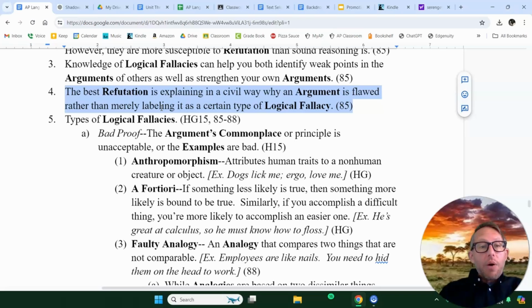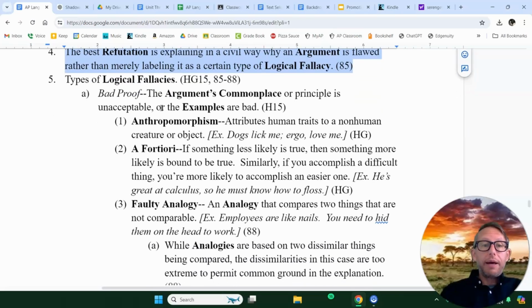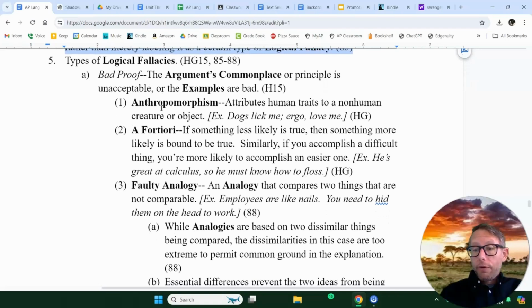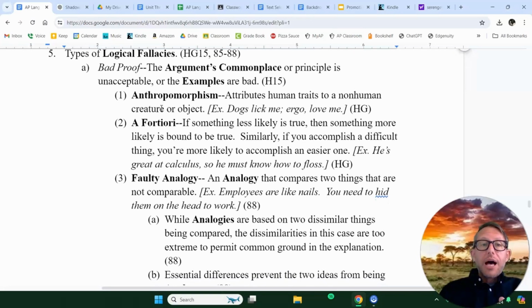Now, obviously, we've got a lot of logical fallacies that we're going to be talking about here. I'm dividing these into 3 categories, 2 of which we're going to address today. You'll see these categories even more so demonstrated specifically by Jay Heinrichs in his book, of course. But we start off with logical fallacies that demonstrate bad proof. Okay, meaning the argument's commonplace or principle is unacceptable or the examples are bad. So whatever the evidence is, it's not good evidence. Okay, it breaks down in some way, shape, or form.